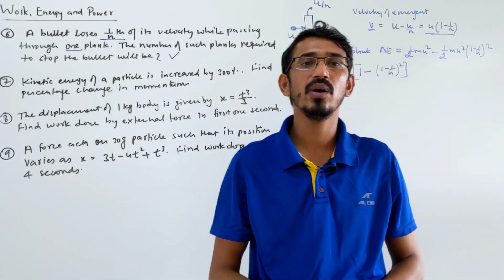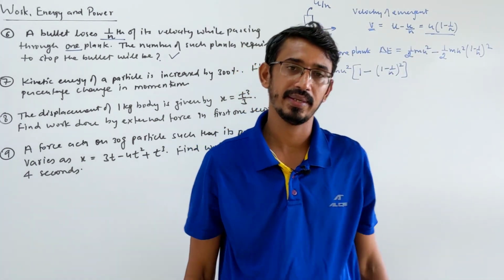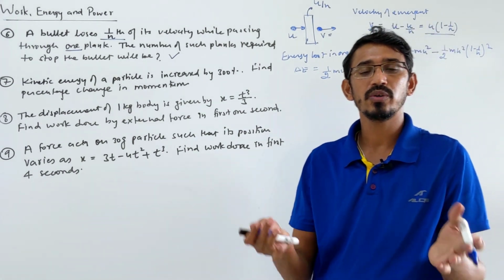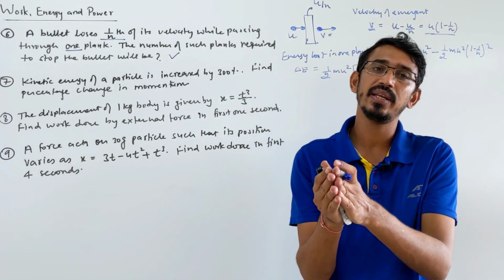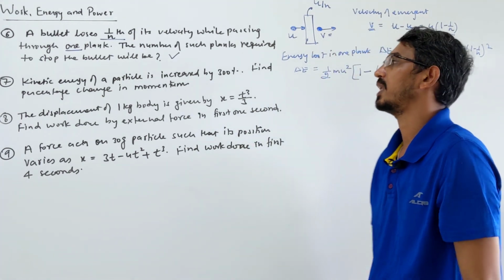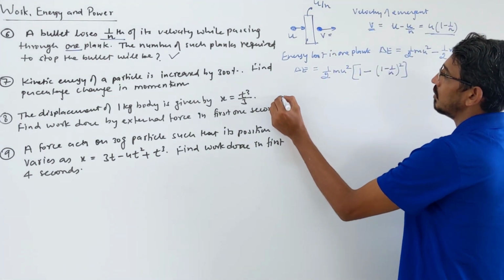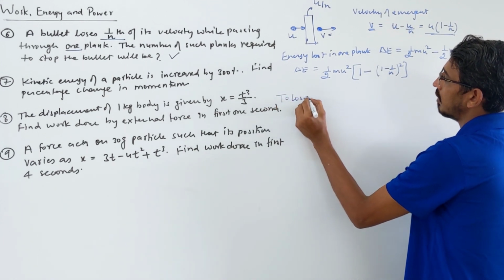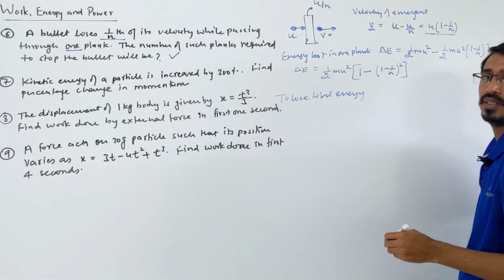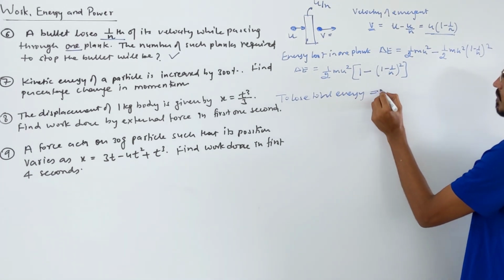Now this is what? This is the energy lost in one plank, right? Now how many planks will be needed? What we want to do is stop the bullet, which means we want to make the kinetic energy 0, which means we want to lose all the kinetic energy. So how many planks are required? So the total energy to lose, right now we need what?